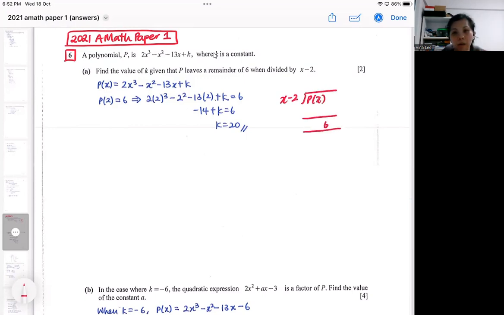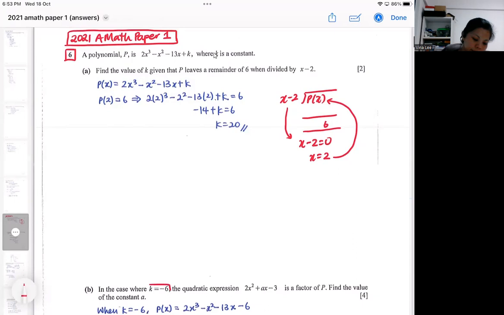When you apply your remainder theorem, you set the divisor to 0, you get x equal to 2. That means if you put 2 into the function, then the whole thing will actually give you the remainder. So most of you should be okay, and you should be able to get k equal to 20. Then in the second part, they change the value of k.